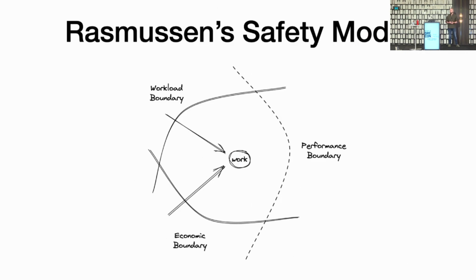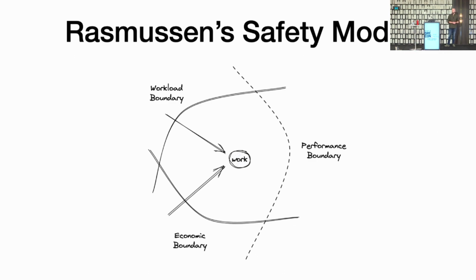Rasmussen illustrated this with a diagram, and in the middle we have work, and it's surrounded by boundaries on 3 sides. On one side is the economic boundary, and if we cross this, we go broke. Our finance departments make very sure we stay well away from this one. That's their job. On the other side, we have a workload boundary, and we're pretty good at defending this one ourselves. There's only so much work that we can get done in a day, and if this boundary pushes us for too long and we push back for too long, that's where burnout lives.